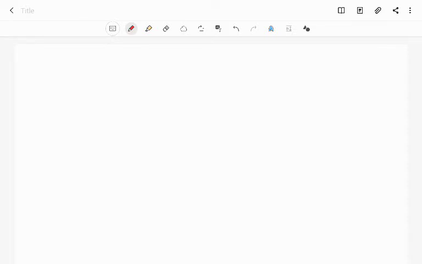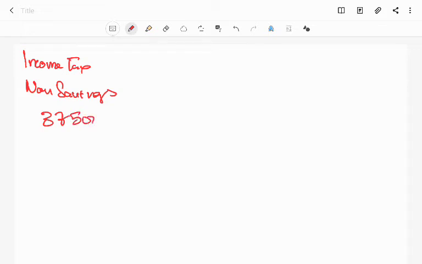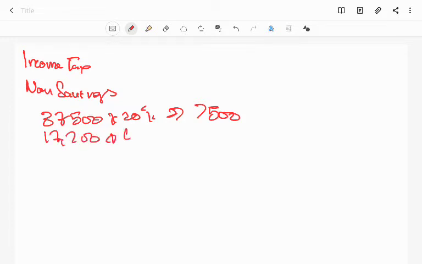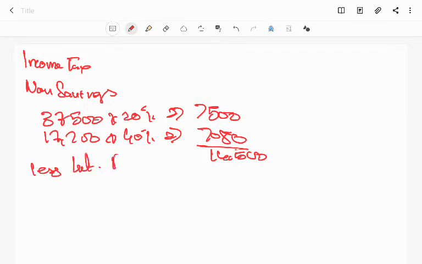Income tax, non-savings. 37,500 into 20% is equal to 7,500. 17,700 into 40% is equal to 7,080. I will get 14,580. Then we will get less interest relief.